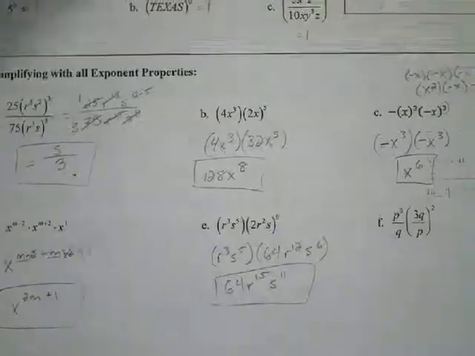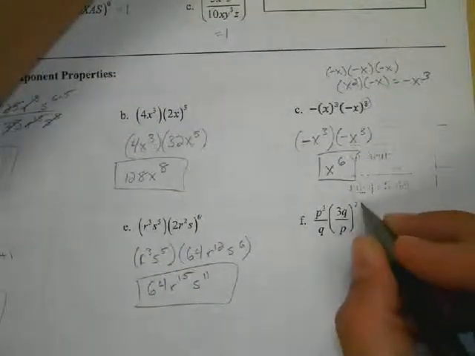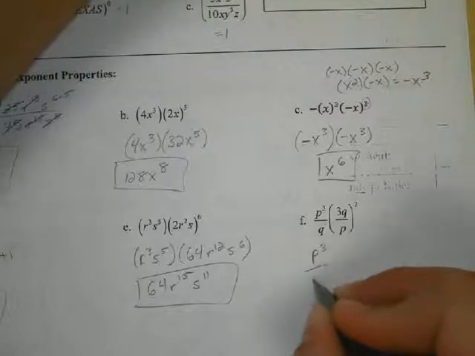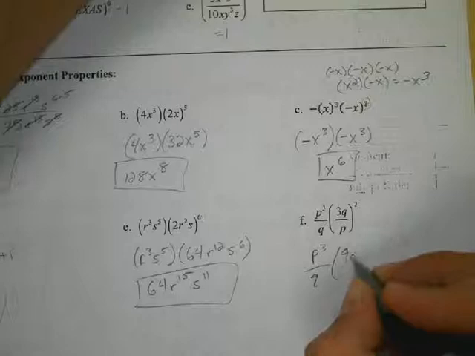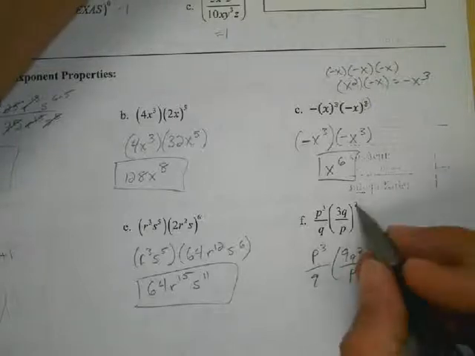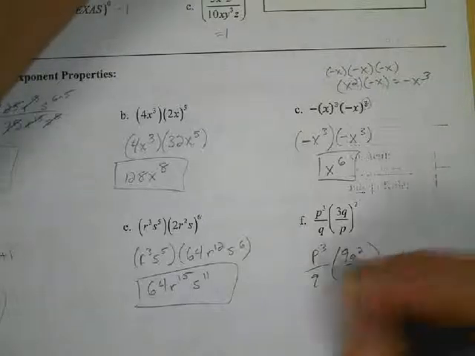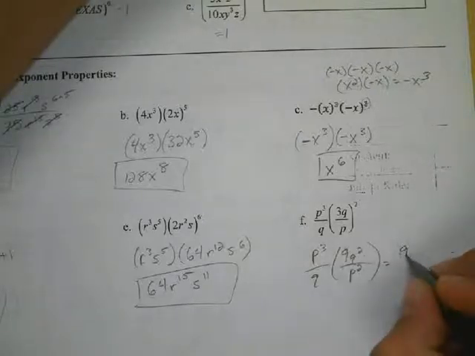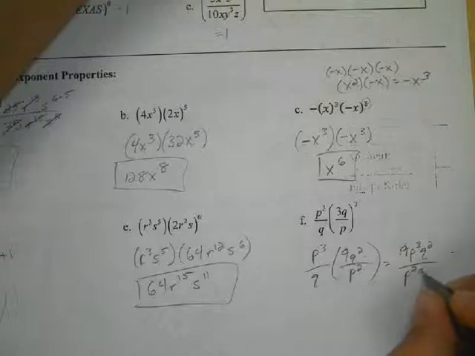One more on this page. Same sort of idea. Got to take care of that exponent outside, so I'm just going to rewrite this part down. 3 squared is 9. Q squared over P squared. Okay, that 2 applies to everything on top and everything on bottom. Multiply that stuff together, I get 9 P cubed Q squared over P squared Q. Does not matter what order I write them in.